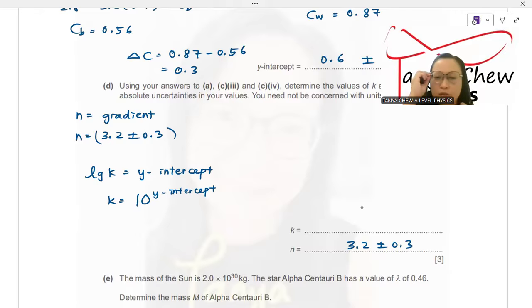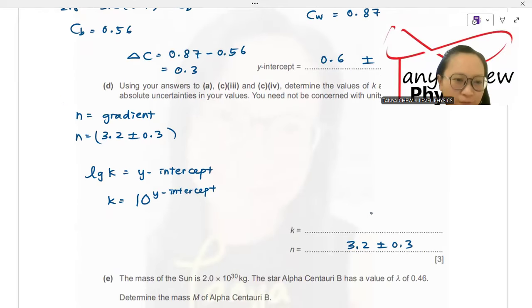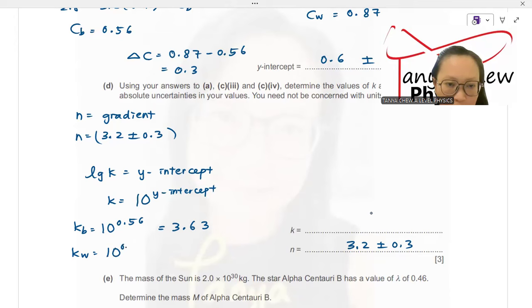So since I need to get the value of my absolute uncertainties for K, I need to find the best K value, then the best y-intercept, which is 0.56, and I got a value of 3.63. And then my worst K value is 10 to the power of 0.87, the worst fit y-intercept, so I got 7.41. Wow, that's a big difference there.